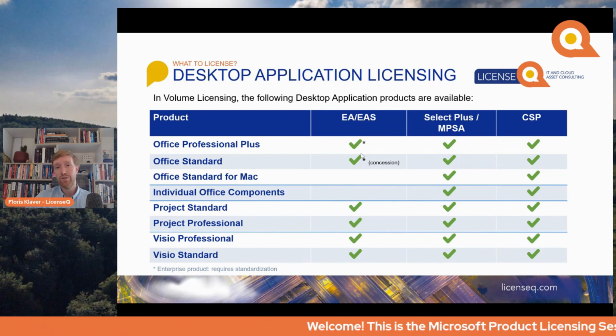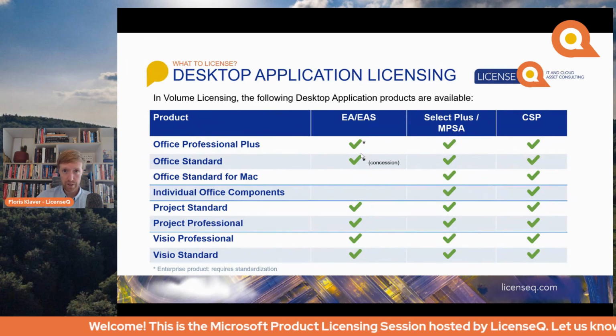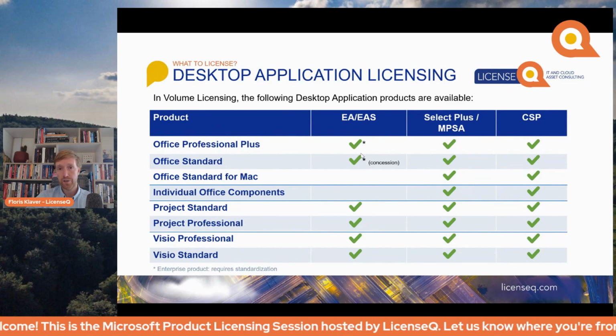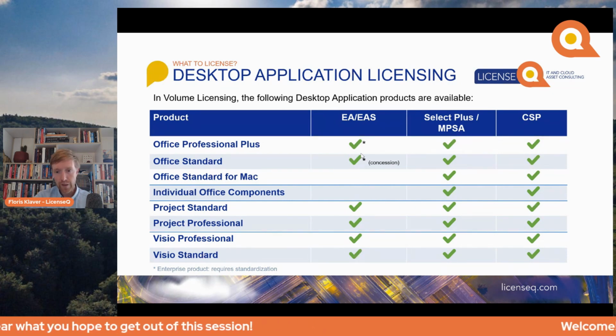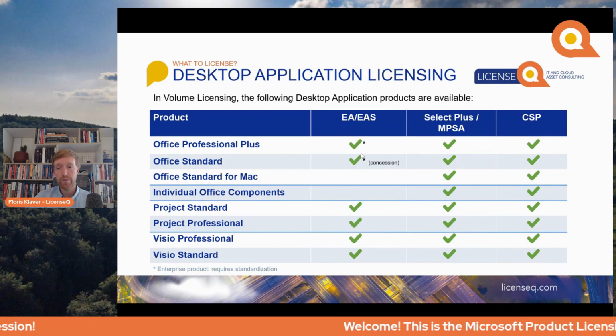Office Standard is not a traditional choice for the enterprise agreement, only Office Professional Plus is, but there are concessions that are sometimes granted if you have a case why you would only need Office Standard instead of Office Professional Plus. You cannot license any of the individual Office components in an enterprise agreement, so you can't just buy Excel or Word. If you want to do something like that, you should move to Select Plus or MPSA or even the Cloud Solution Provider program.